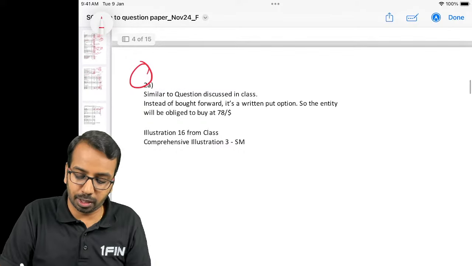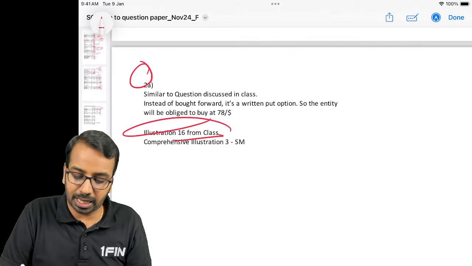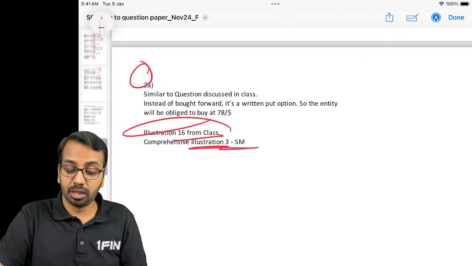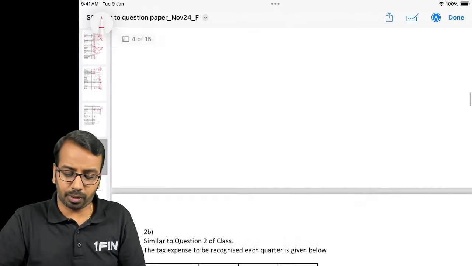This 2A is similar to illustration 16 from our class and illustration number 3 of the comprehensive illustration from the study material. You can have a look at that.